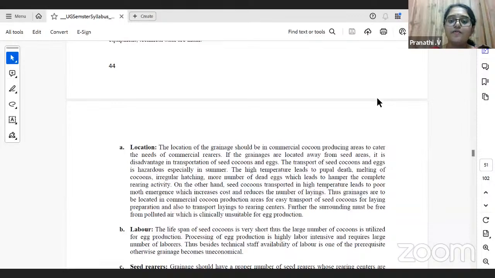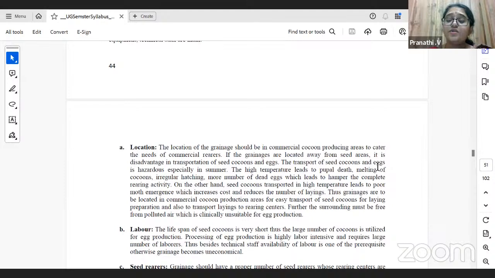Transport of seed and cocoons, especially in the summer, is going to be disastrous, because they either will not hatch properly or they will die because of the heat and the respiration heat that comes out. If they're not packed properly, that will also cause a problem. High temperature leads to pupal death, melting of the cocoons, irregular hatching, and more dead eggs. All this hampers the complete rearing activity, and commercially it is going to be a loss.